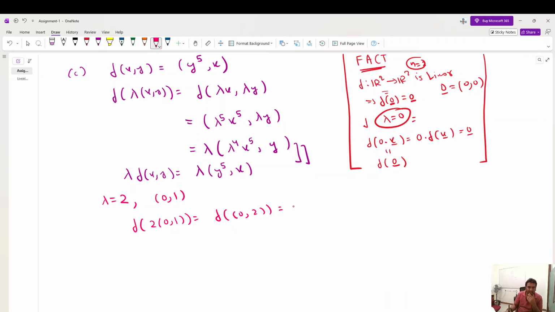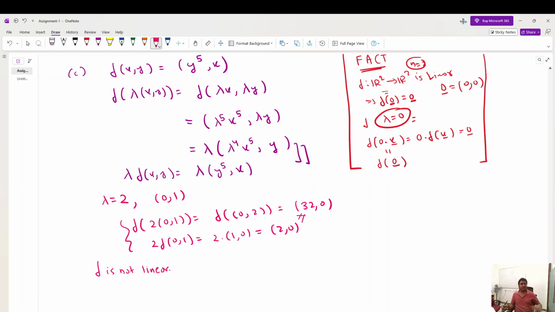And what is it, guys? By definition, this is (2 to the power 5, 0), whatever it is. 2 into 2 is 4, 4 into 4 is 16, 16 into 2 is 32, because you have to do power 5. So (32, 0). And what is 2 times f of (0, 1)? This is 1 to the power 5, 0, so 2 times (1, 0), which is (2, 0). So clearly these two are not equal, right? So you see, this is also not linear.